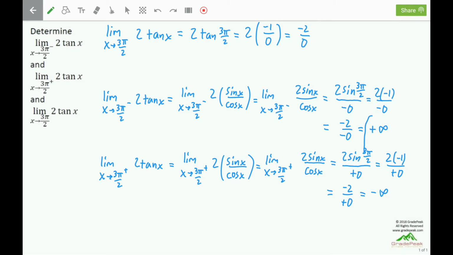The two-sided limit depends on the results of the two one-sided limits. They do not match. The two-sided limit up here then will be, does not exist. And there's the results of the three different limits.